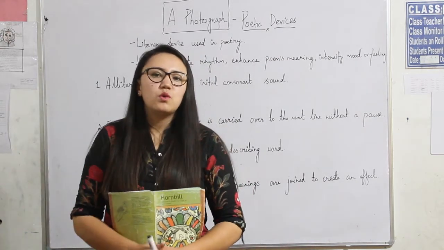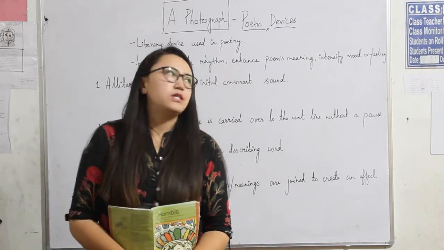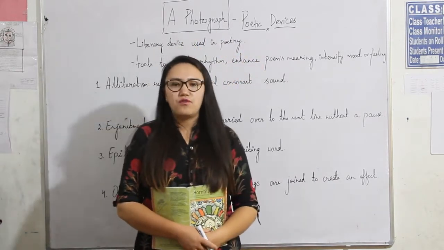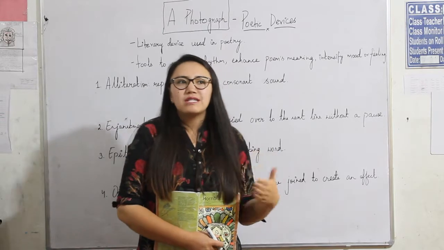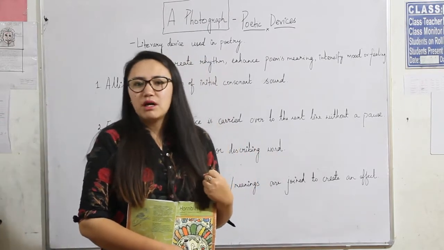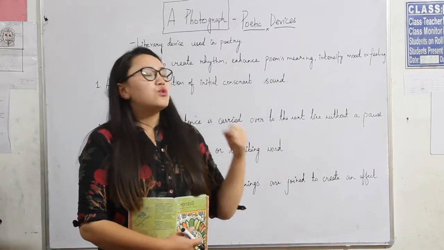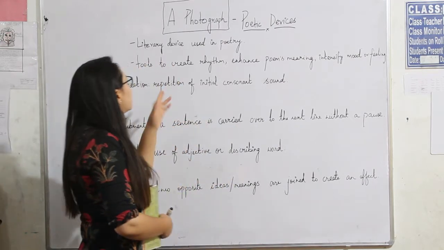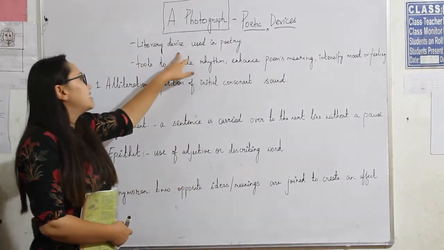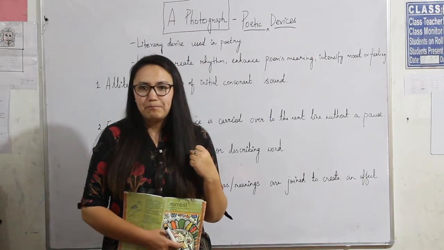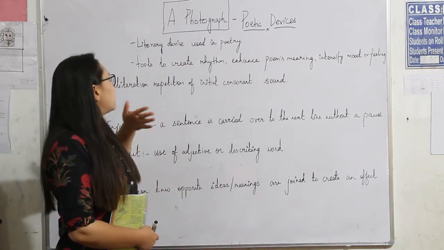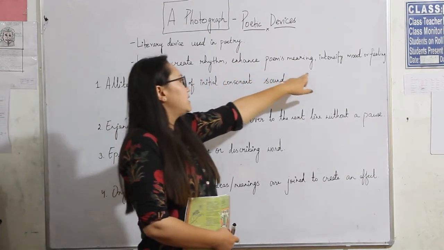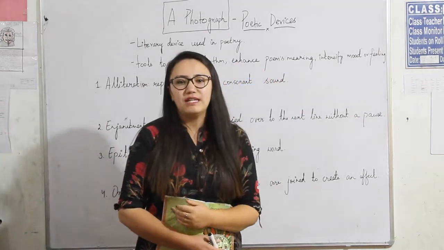Hello students, so in today's lecture we are going to do the poetic devices which are used in your poem, A Photograph. Poetic devices are a very important part of the poem. So what actually is a poetic device? These poetic devices are the literary devices used in poetry, and these are like the tools to create rhythm, enhance the poem's meaning, and intensify mood or feeling.